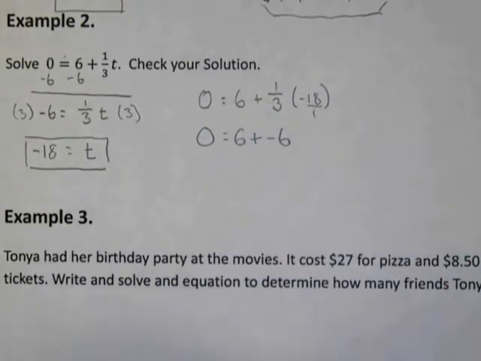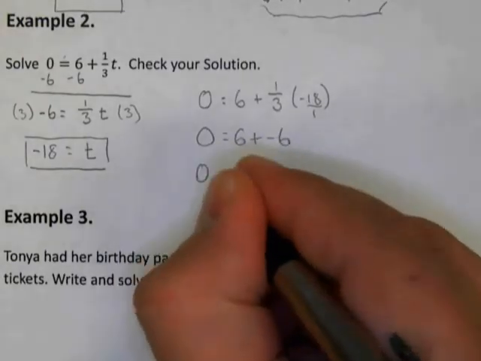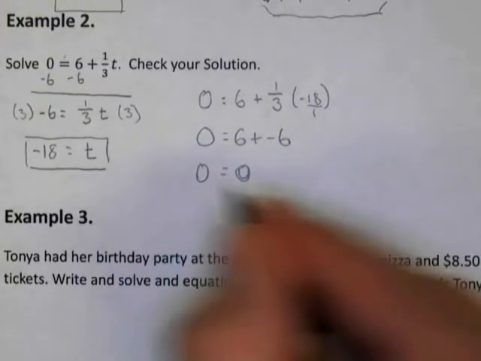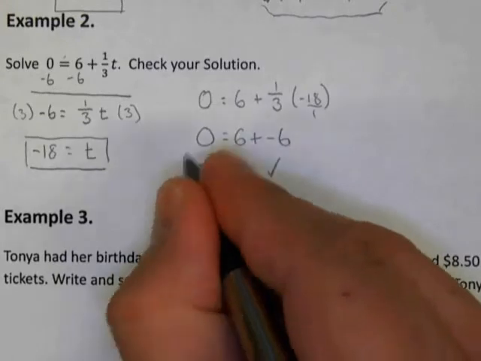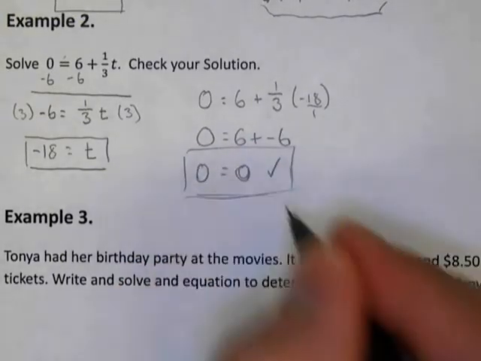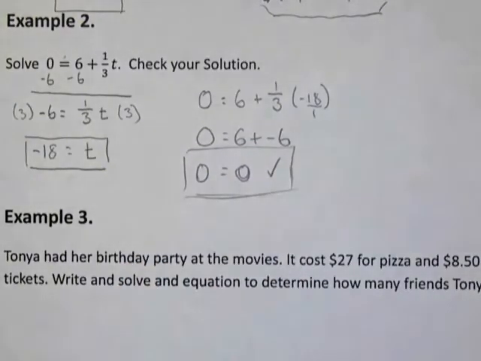And then 6 plus a negative 6, well, that just equals 0, right? Those are the additive inverse of each other. And we get 0 equals 0. That is a true statement. Therefore, we've checked our work. Things checked out. We're happy.